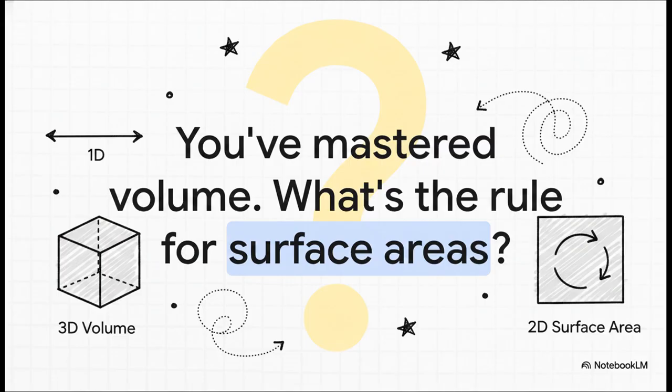So that leaves us with one final little thought to chew on. We've handled length, which is 1D, and volume, which is 3D. But what if the question was about surface area? That's a 2-dimensional thing. How do you think the rule would change for that?